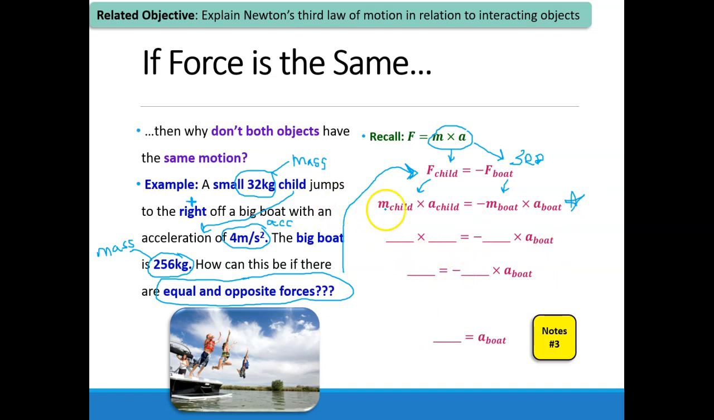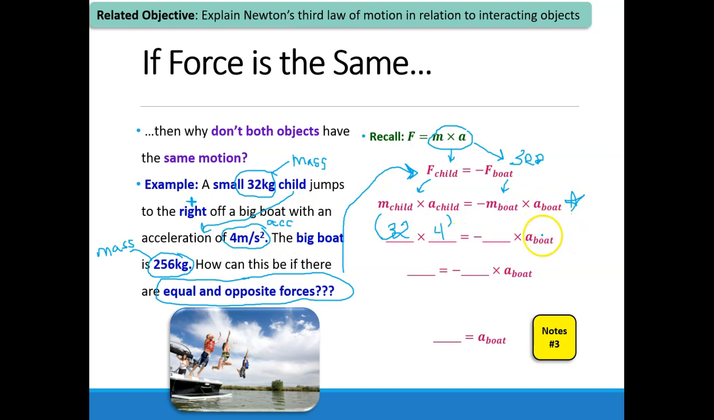So first off, we need to plug in the mass of the child. Taking a look up here, the mass of our child is going to be 32 kilograms. I'm going to plug in 32 right here. And the acceleration of the child, we said the child jumped off with an acceleration of 4 meters per second squared. So I'm going to plug in 4 right here, based on what I annotated in my problem.